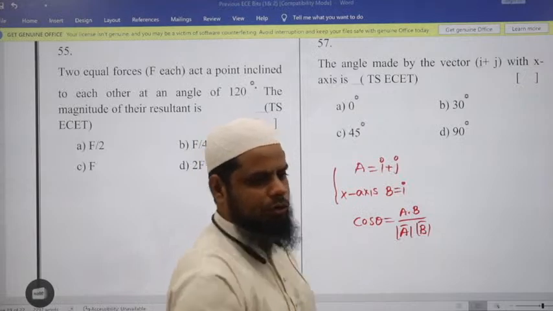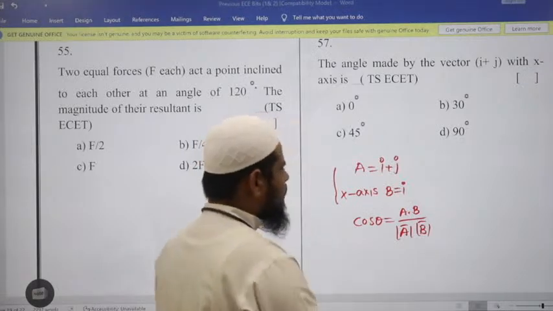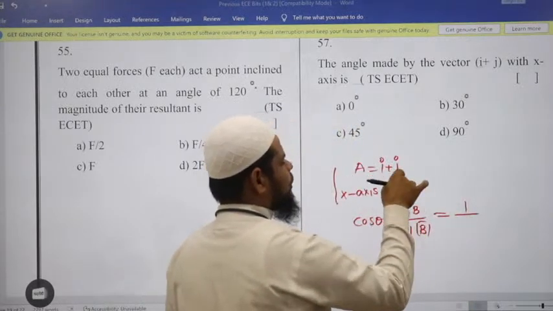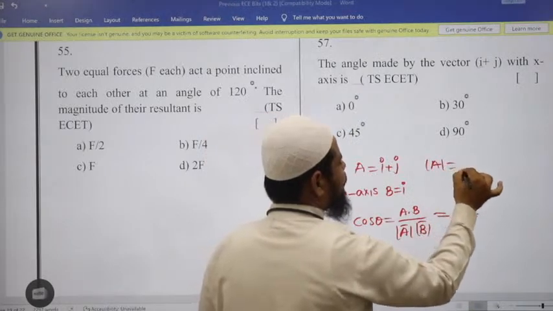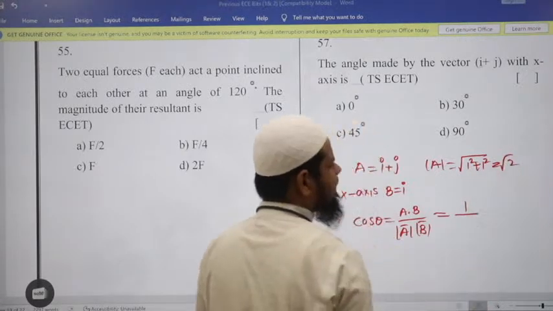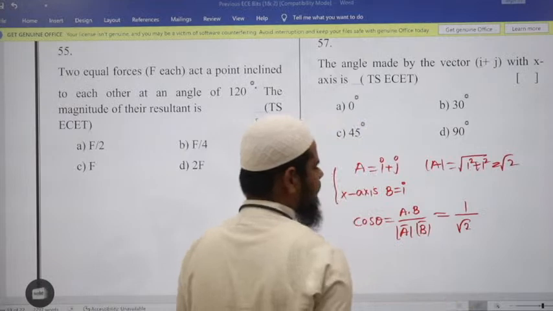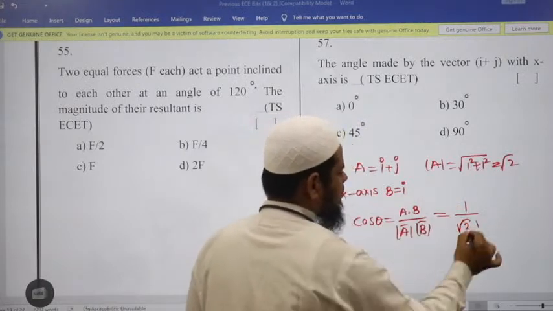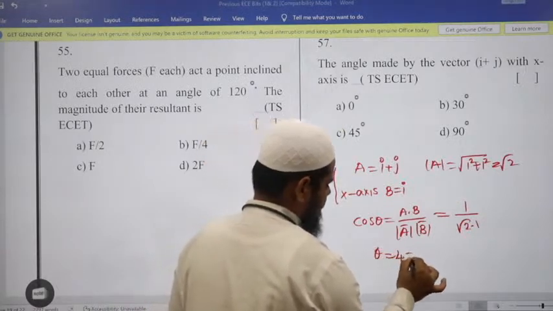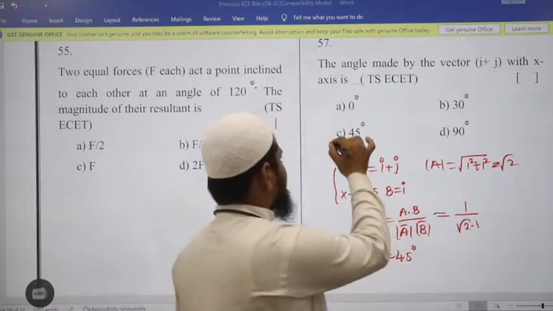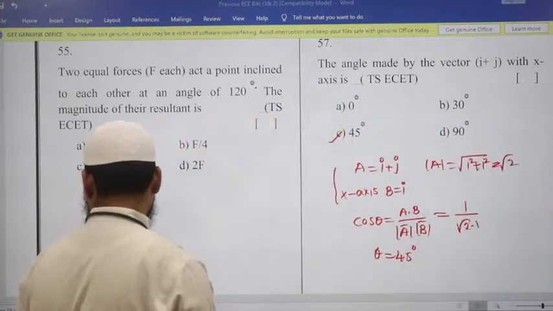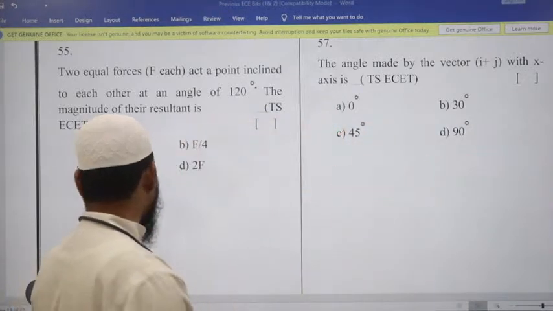Cos theta is equal to A dot B by mod A mod B. What is the dot product? The dot product is 1 and the modulus of A is root of 1 square plus 1 square, that is root 2, and for B it is 1. Then theta is equal to 45 degrees. Yeah, very good, Chinmay. Good response.